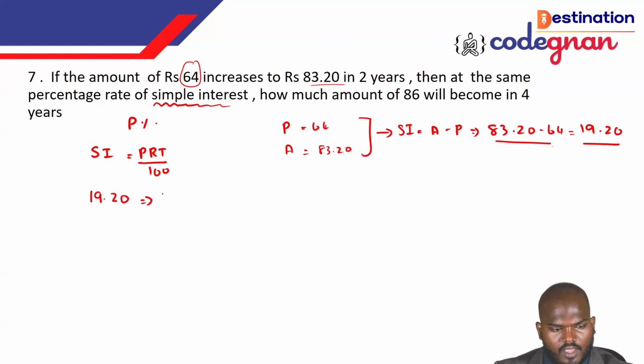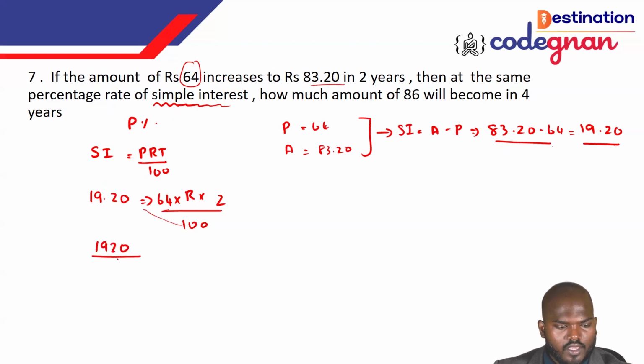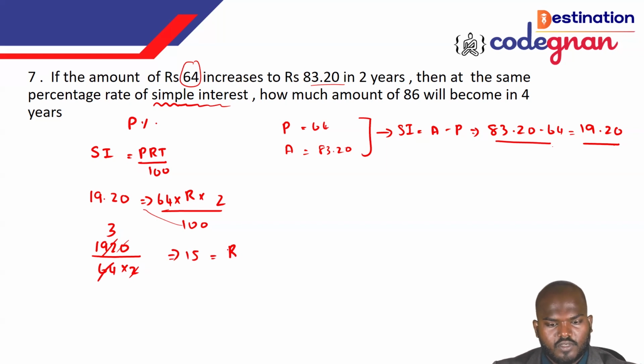PRT by 100. P is equal to 64. R we don't know. Time is equal to 2 years. By 100, it will give you the value 1920 by 64 times 2. 64 times 3 is equal to 192. Then cancelling the 30 with 2, it will give you the answer 50 here. So the rate of interest is 15 percent.